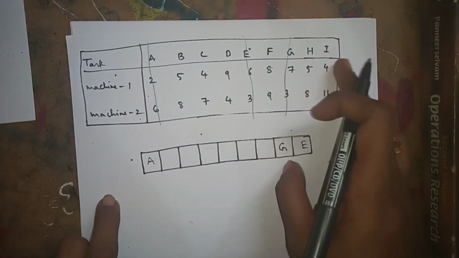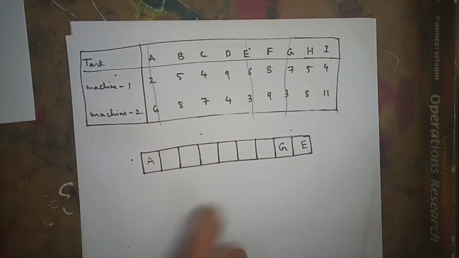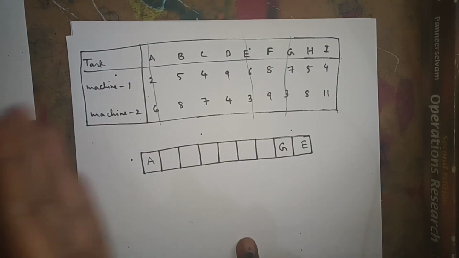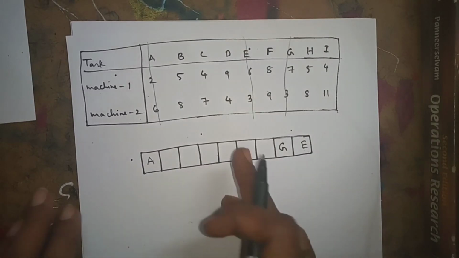4 here is there, here also is there. 2 fours occur in machine A. Machine A means from left to right. Machine B or machine 2 means right to left. Machine 1 means left to right. Machine 2 means right to left.